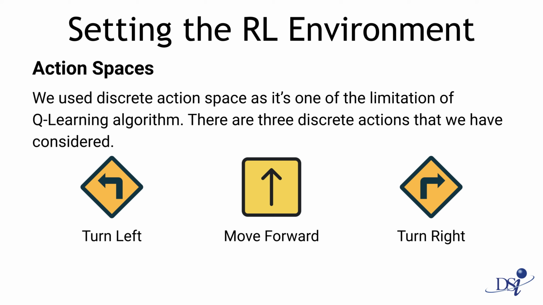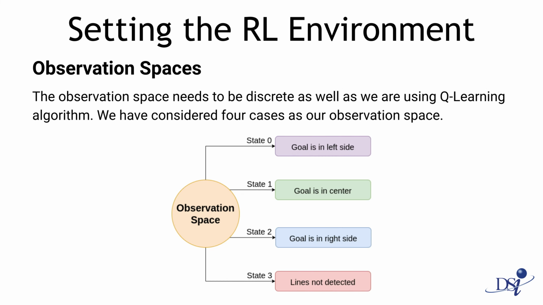We used 3 discrete action spaces: turning left, turning right, and moving forward. The observation space needs to be discrete as we are using Q-learning algorithm. We have considered 4 cases as our observation spaces.